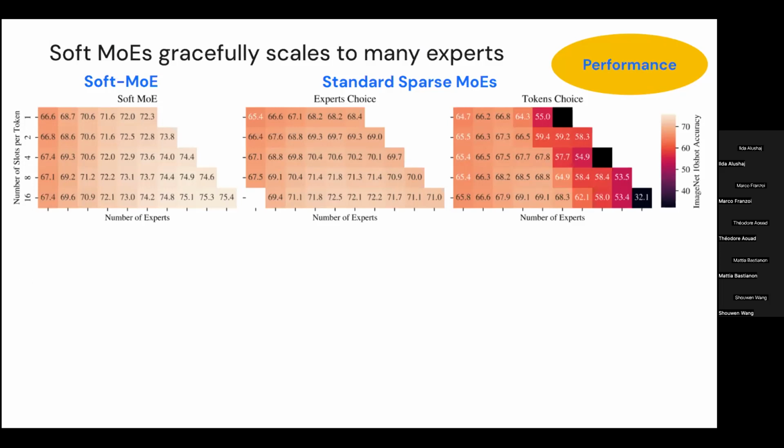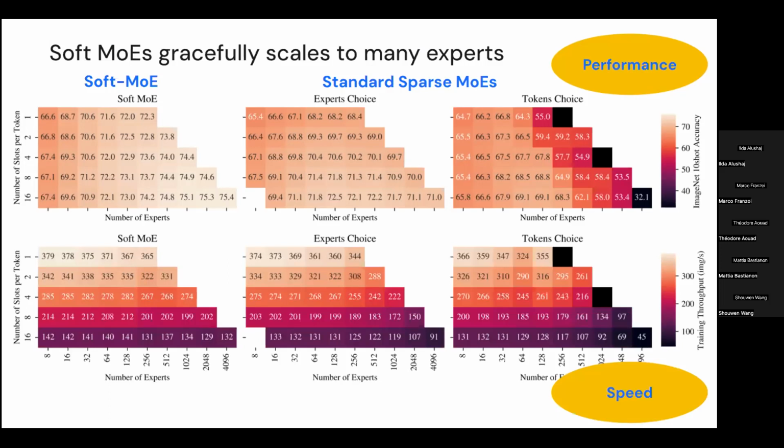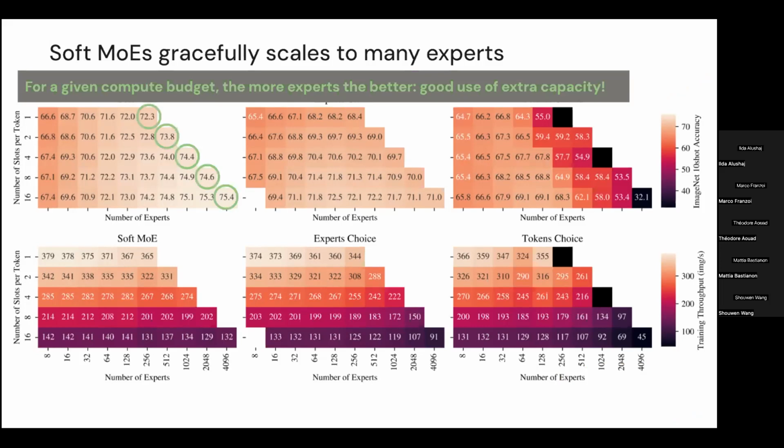One can see this if one looks at the speed. In the bottom heat map for speed, as you go down the rows, these stripes indicate that the model's getting slower as you add more slots or process more tokens per expert in the sparse MoE case. However, the columns indicate the number of experts. So as you go across the columns, the capacity is getting larger, but theoretically the number of flops should stay roughly constant.